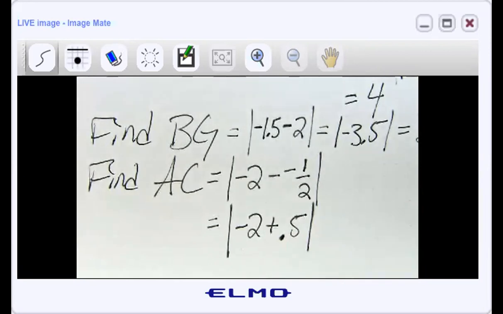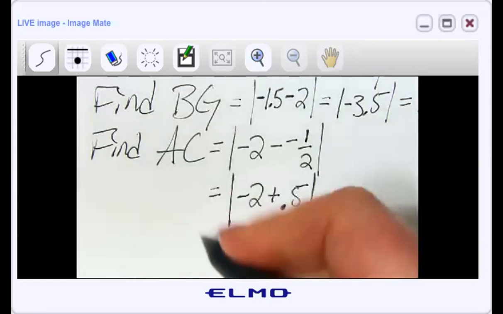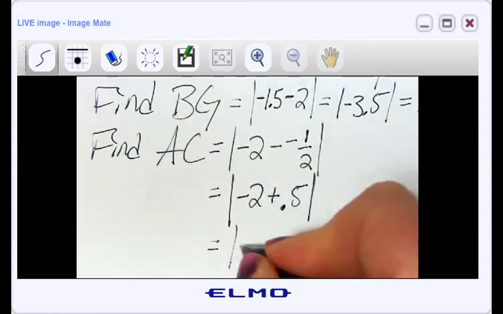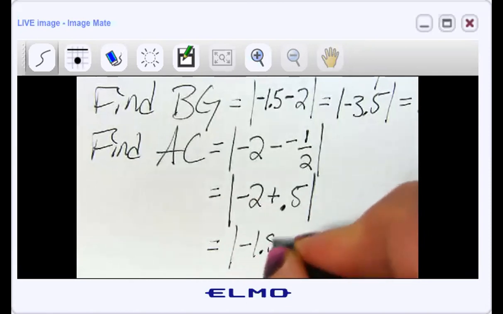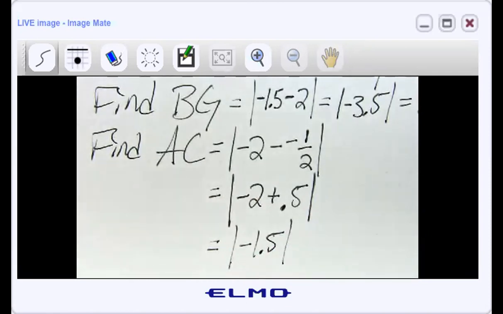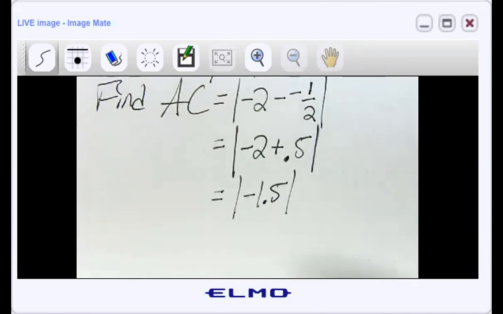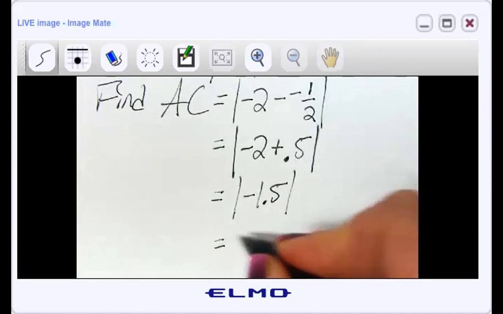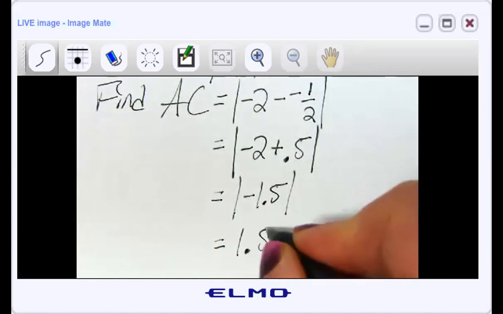And now I'm ready to do my math. So negative 2 plus a positive 0.5. Exactly. We're going to get negative 1.5 there. And now the last step is to just take that absolute value. But luckily, absolute value is nice and easy. So once I have negative 1.5, I just take that absolute value to get the positive 1.5.